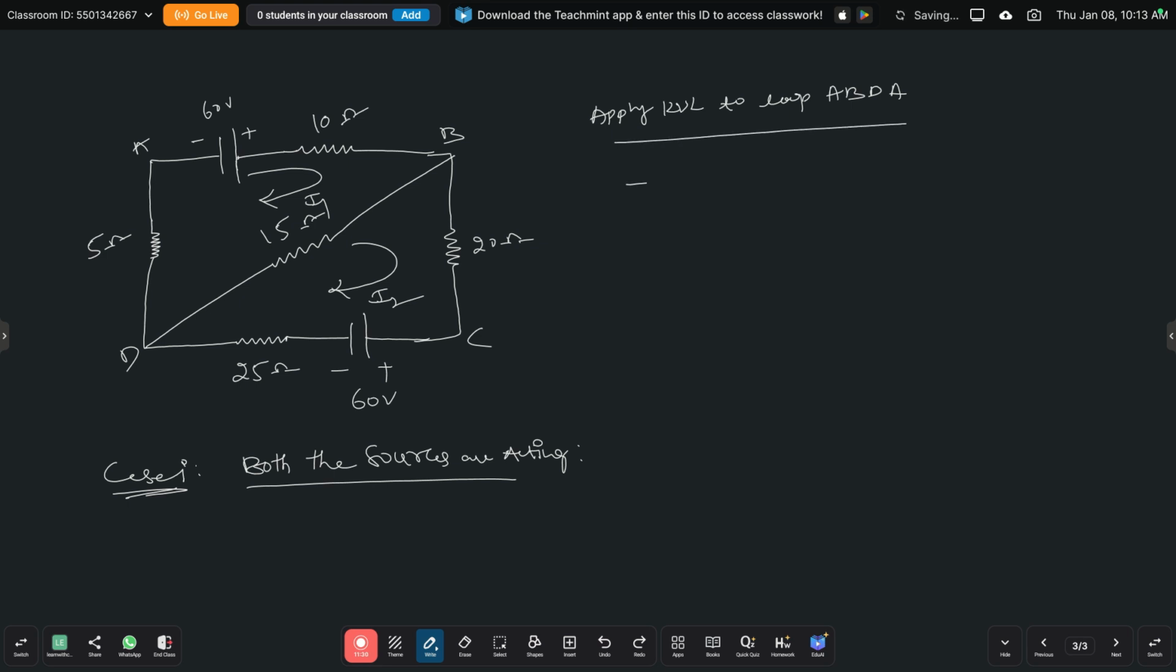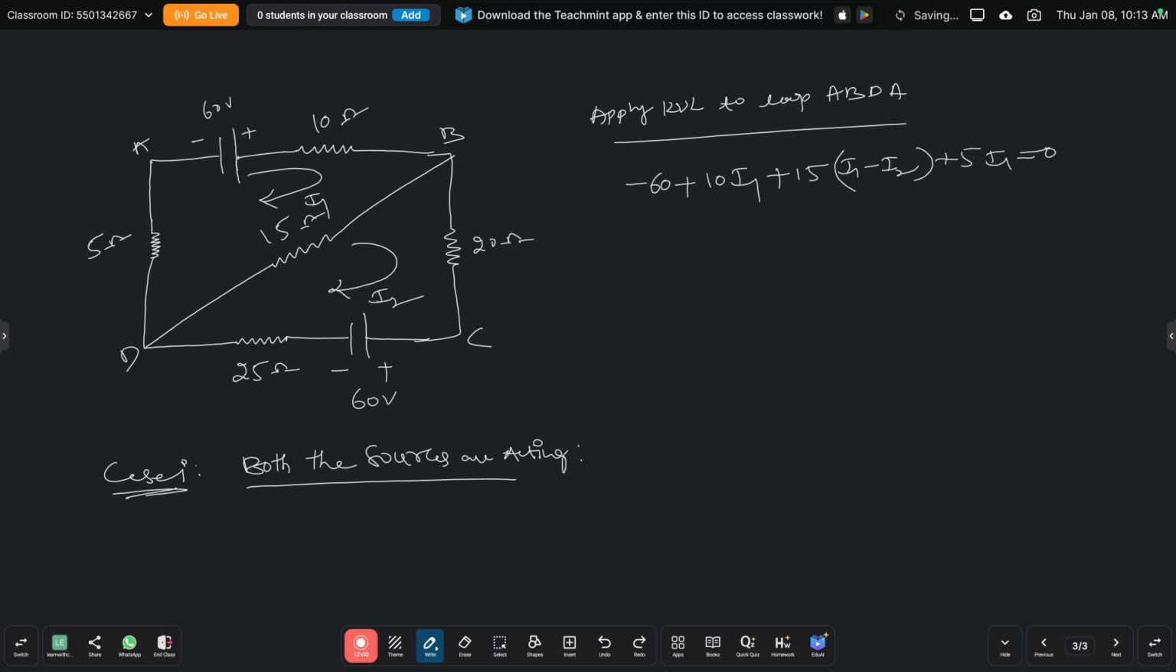So then we get the equation as minus 60 plus 10I1 plus 15 of I1 minus I2. So we are taking like this. Our assumed direction is clockwise. So minus 60 plus 10I1 plus 15 of I1 minus I2 plus 5I1 is equal to 0. Now simplify this equation.